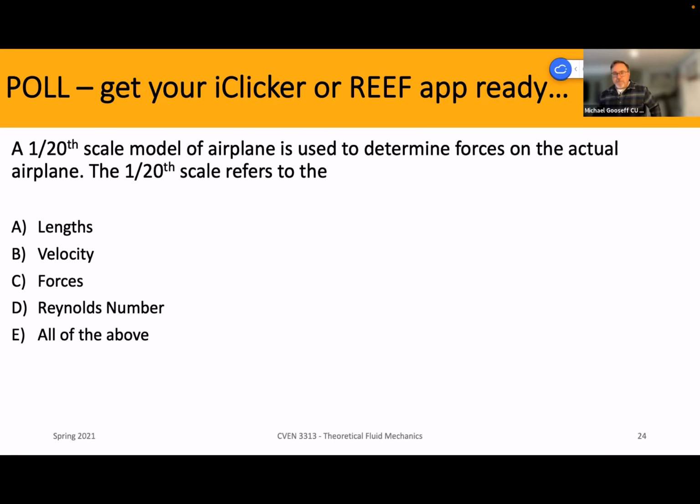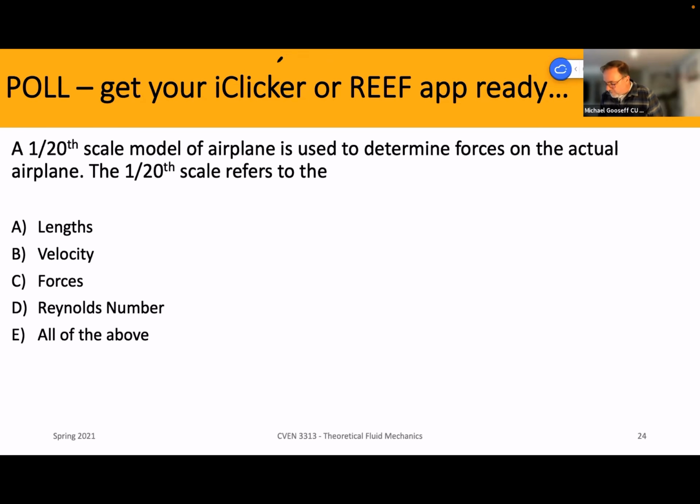If you are going to go buy a model that is 1/20th scale, what does that refer to? You can go to hobby shops, Michaels, whatever, and buy these. They might be old World War II airplanes or something like that. When they say that they are 1/20th scale, what does that mean? Is it because of length, velocity, forces, Reynolds number, or all of the above? We haven't even talked about Reynolds number.